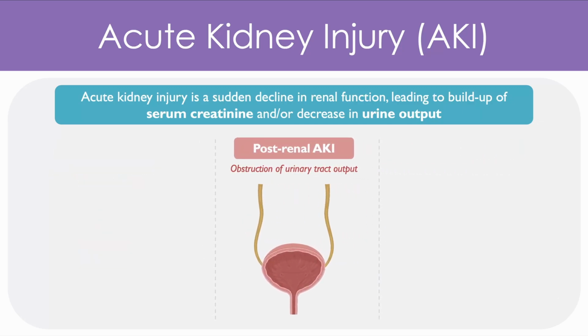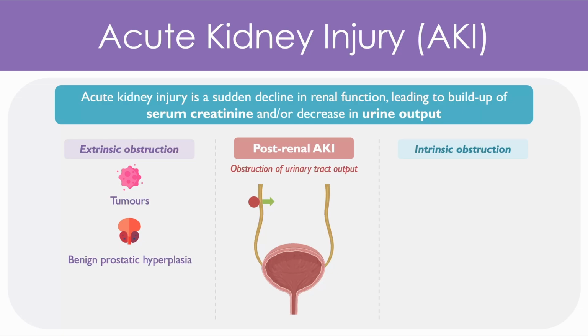Now, when thinking about post-renal obstructions, we can divide these into extrinsic causes and intrinsic causes. Starting with extrinsic obstruction, this could be due to an external tumor which pushes on a part of the urinary system and thereby prevents the flow of urine. There could also be causes such as benign prostatic hyperplasia, which is where the prostate gland becomes quite enlarged in males and pushes on the urethra, preventing proper urinary flow.